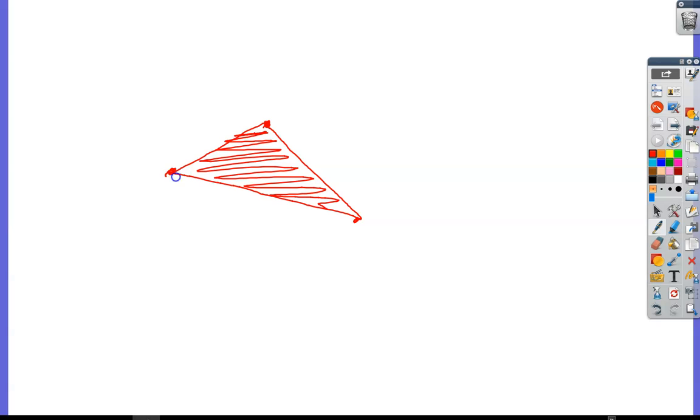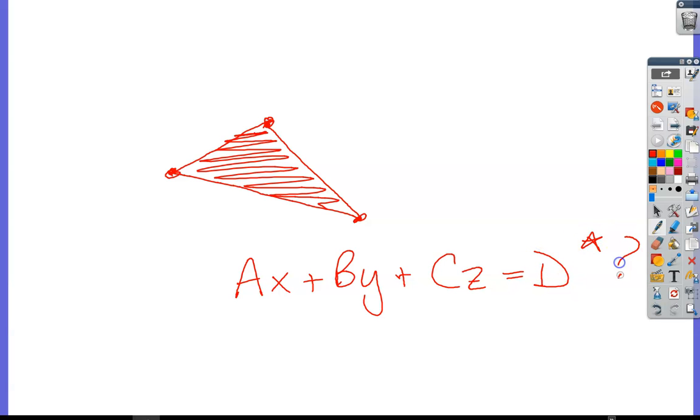What if we have these three points? How do we get the equation ax plus by plus cz equals d? How do we get this equation of the plane? That's what we're looking for.